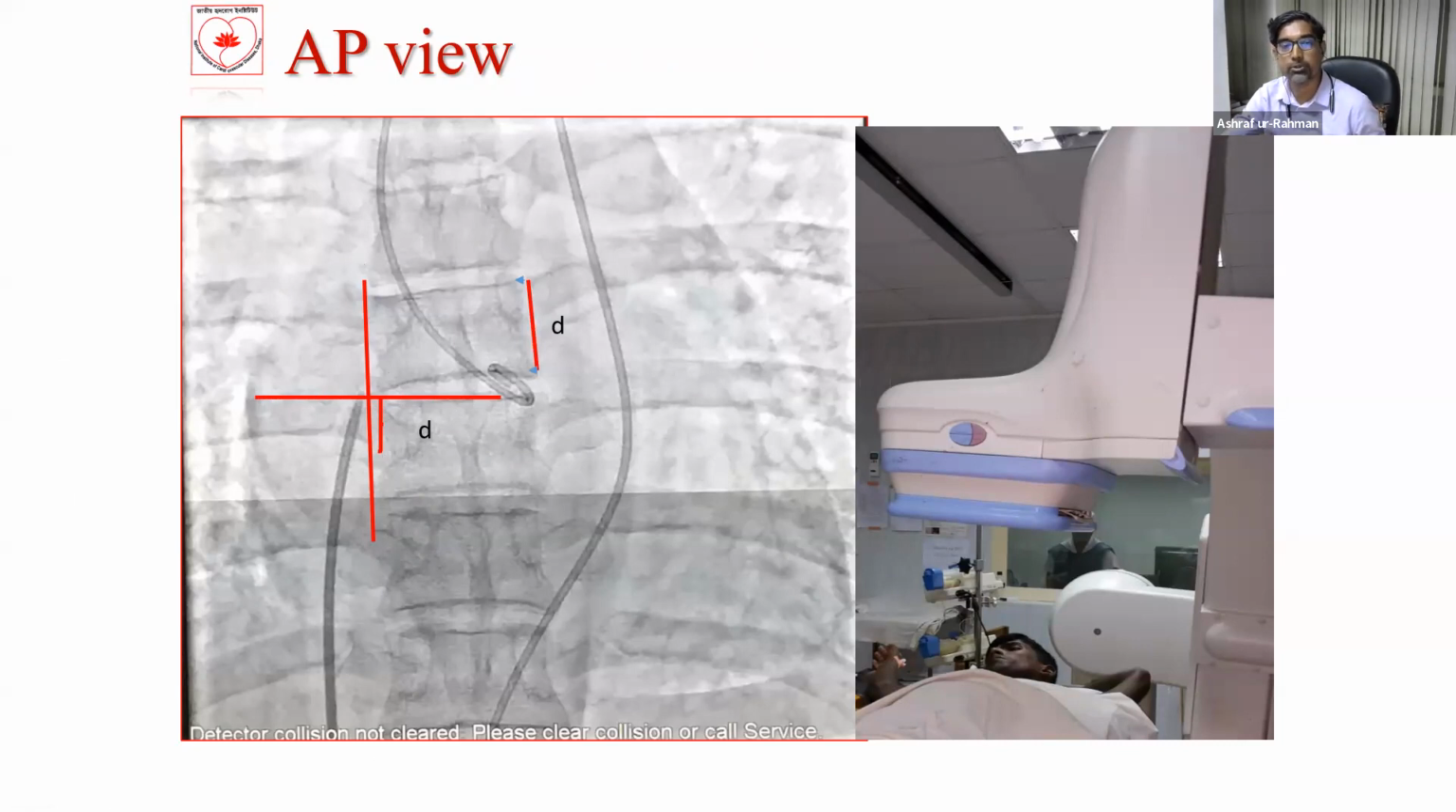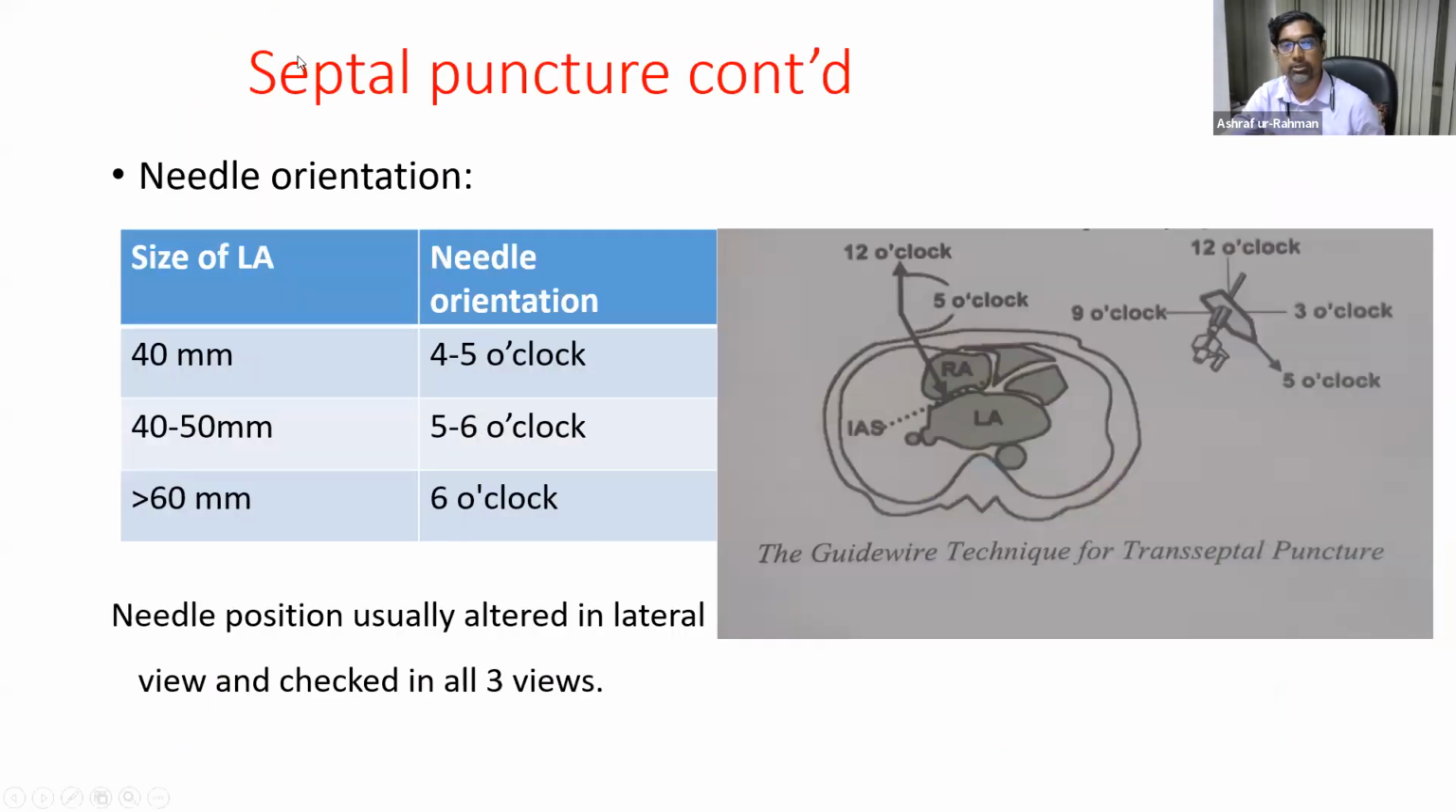So this is very important to achieve success in case of PTMC. The septal puncture site varies with the size of the LA. That means the Brockenbrough needle orientation is 3 to 6 o'clock. If the LA size is 40, the needle will be at 4 to 5 o'clock. If LA size is more than 60, the needle will be at the level of 6 o'clock.